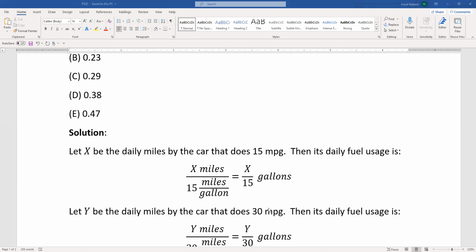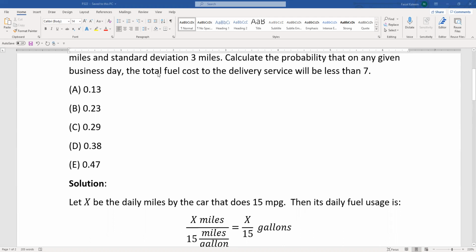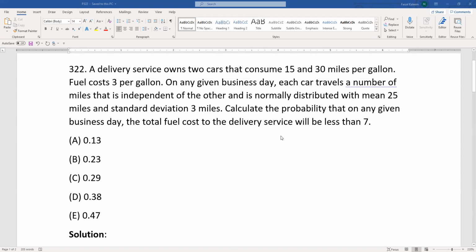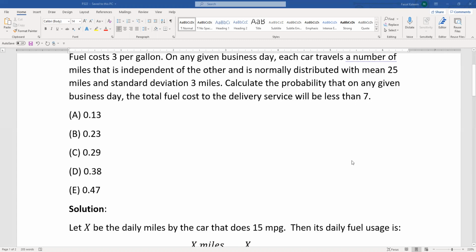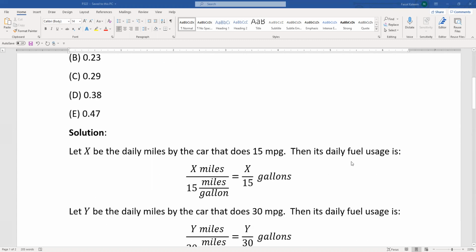Okay, so now since eventually we are talking about the fuel cost, we have to find the gallons because we are given that the cost is 3 per gallon. So if we know how many gallons each car consumes, then we multiply that number of gallons by the cost per gallon to get the total cost.